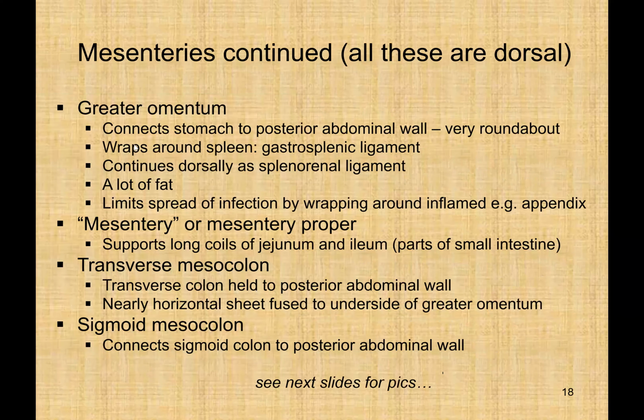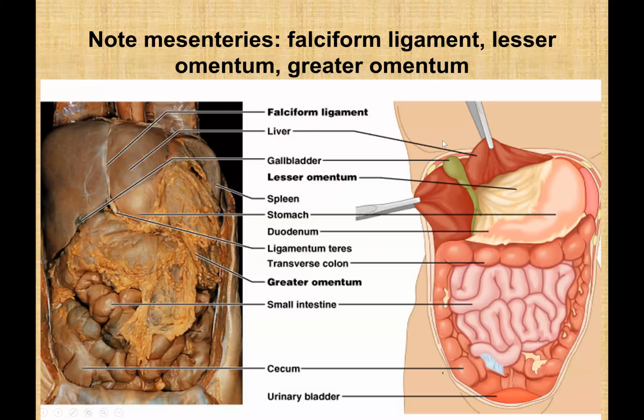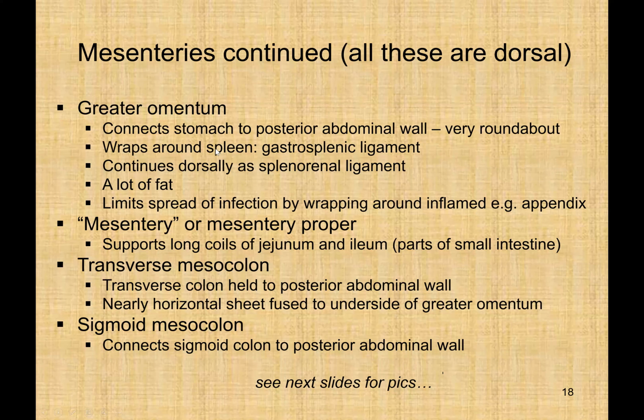So I've already explained this. The greater omentum connects the stomach to the posterior abdominal wall, and then wraps around the spleen. The part that wraps around the spleen we call the gastrosplenic ligament. Gastro means stomach and splenic means spleen. So I told you anatomy is not a difficult course. It's just words that are put together. So gastrosplenic ligament, and then it continues dorsally as the splenorenal ligament, which means it moves from the spleen to the kidney.